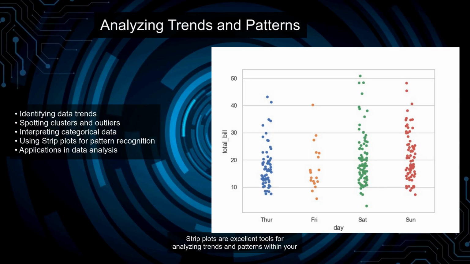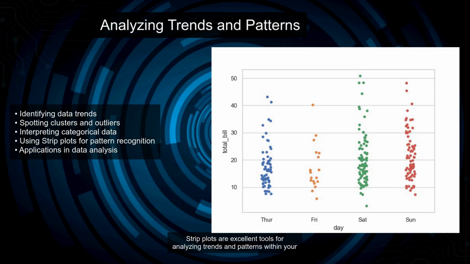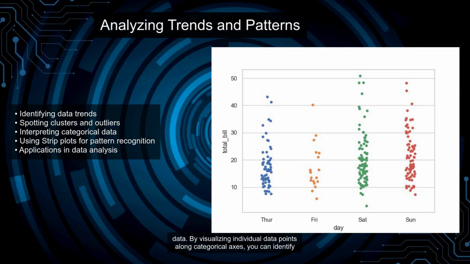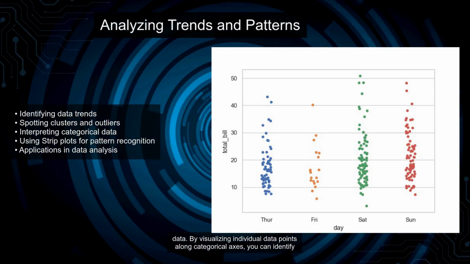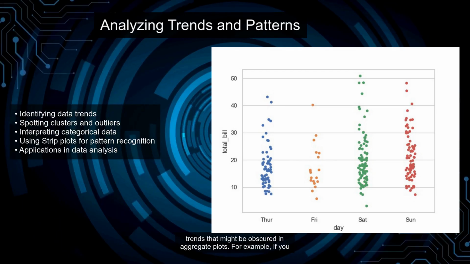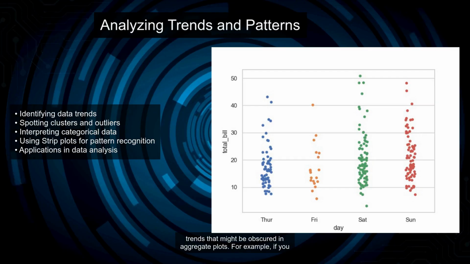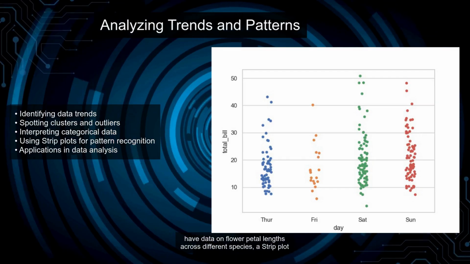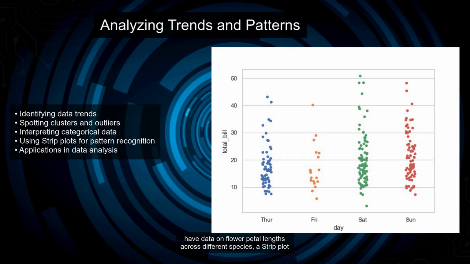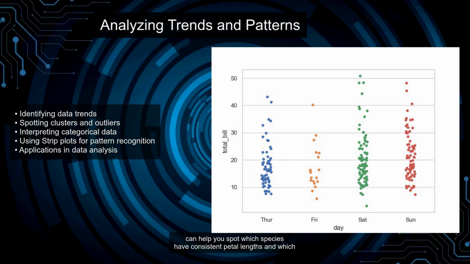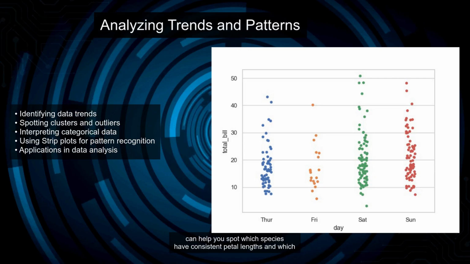Strip plots are excellent tools for analyzing trends and patterns within your data. By visualizing individual data points along categorical axes, you can identify trends that might be obscured in aggregate plots. For example, if you have data on flower petal lengths across different species, a strip plot can help you spot which species have consistent petal lengths and which are more variable.